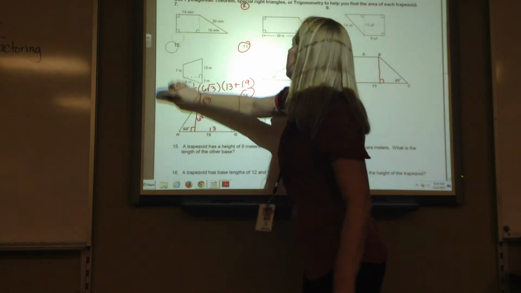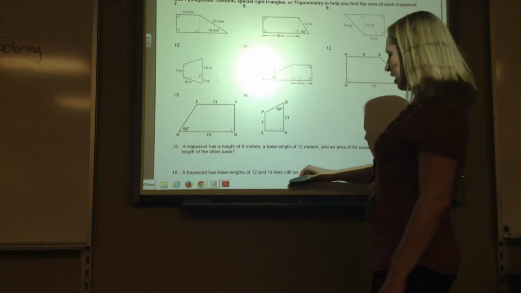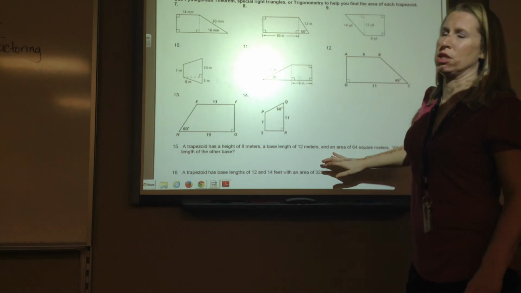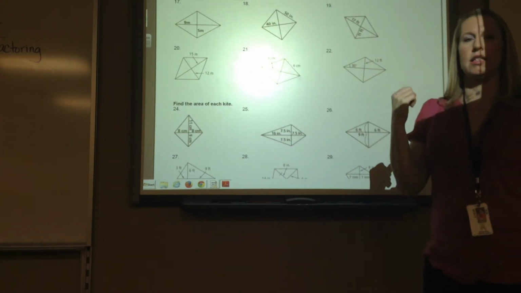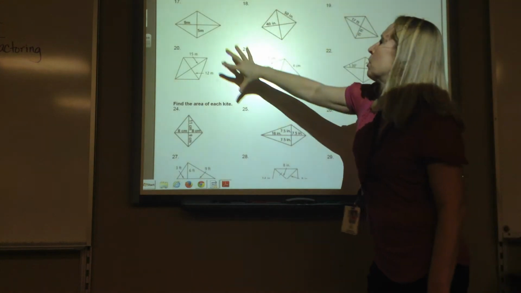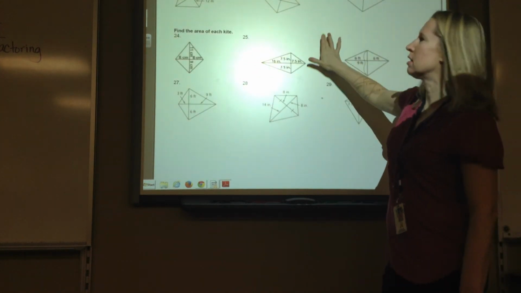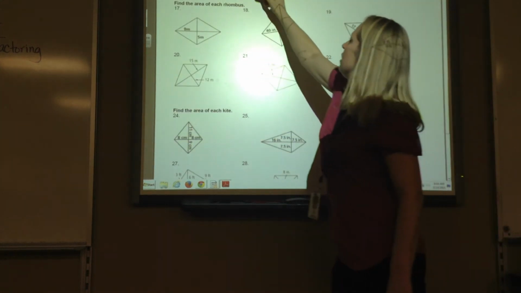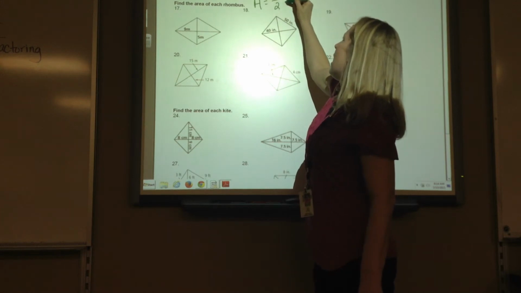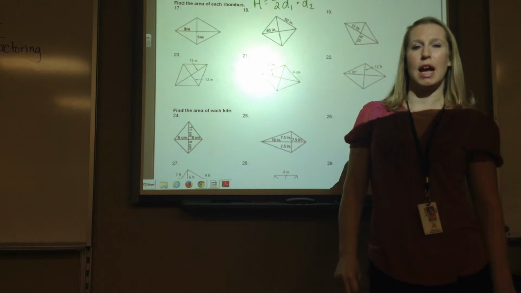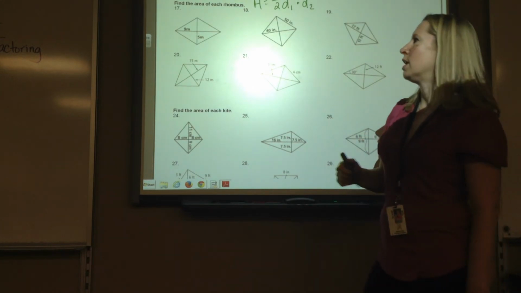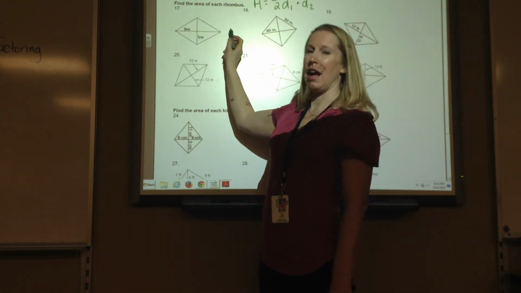Alright, so do the best you can on those. Again, if you have questions, I can do questions tomorrow. The whole back is areas of rhombuses and kites. This first part is rhombuses, this part is kites. So the area formula is 1/2 D1 times D2. So you multiply the diagonals, then divide by 2. Make sure you use the entire diagonal.